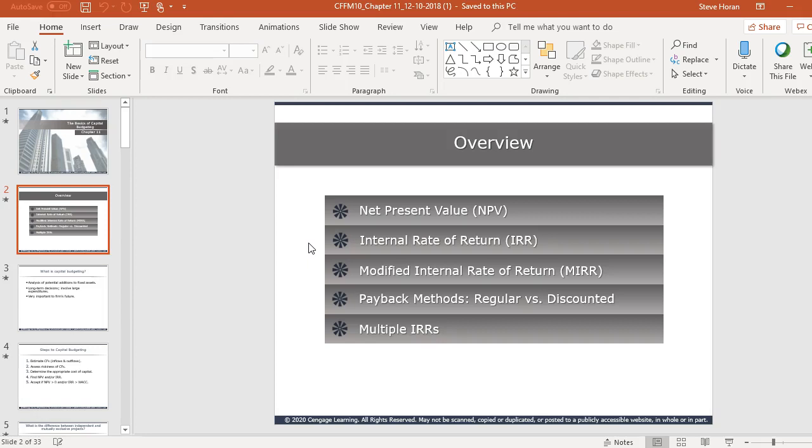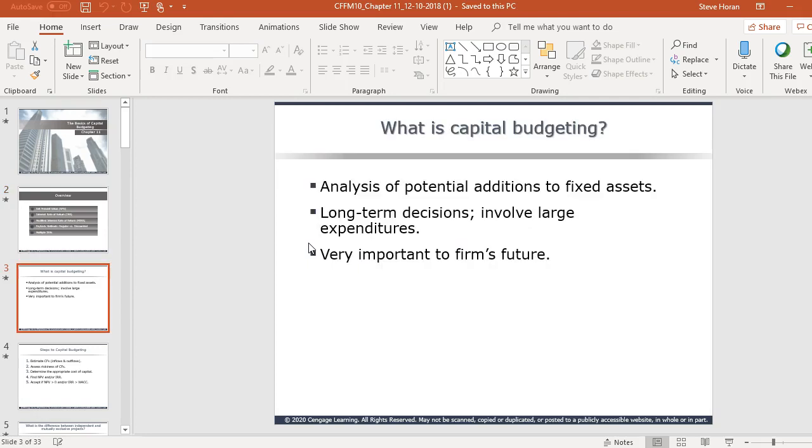There are several methods involved in capital budgeting. And we're going to go through and talk about each one and what that means. So what is capital budgeting?